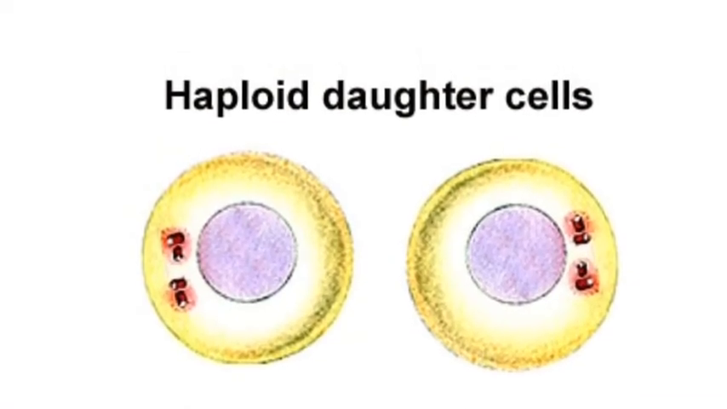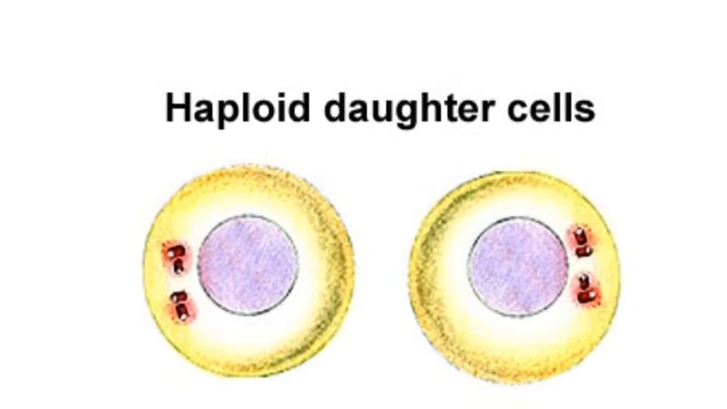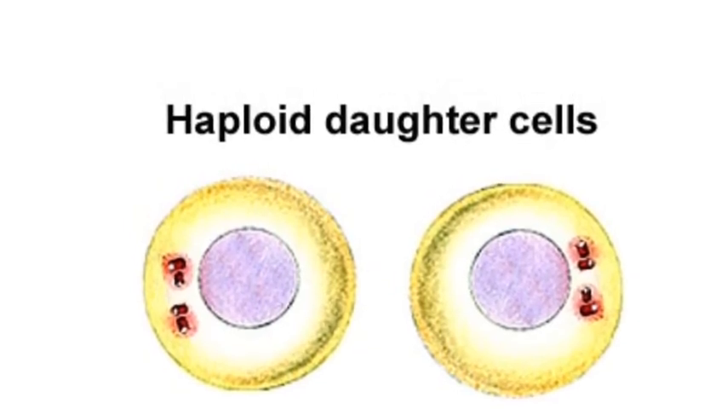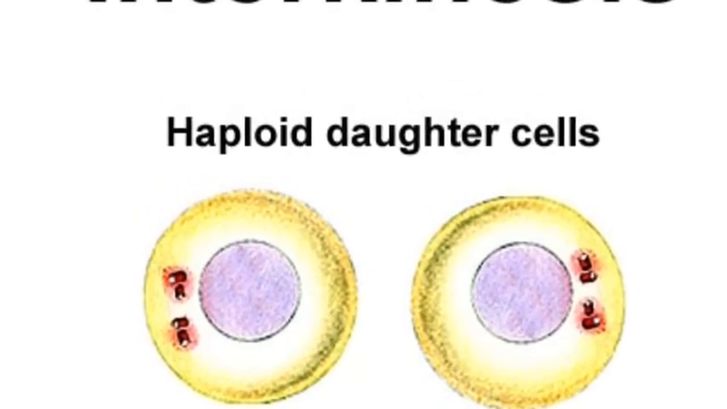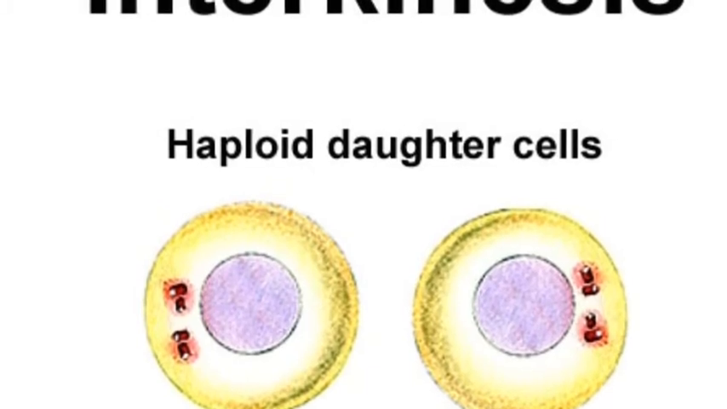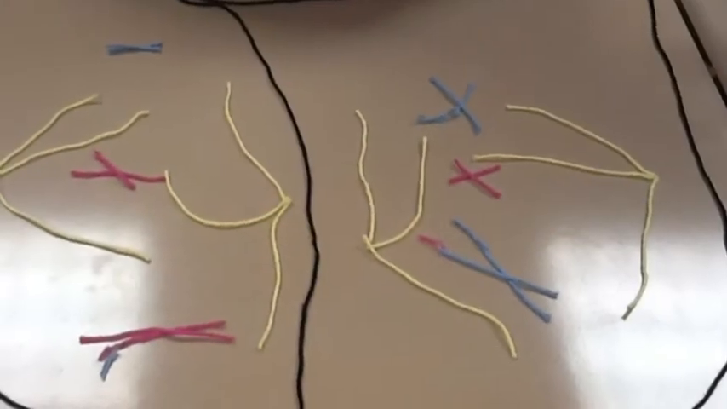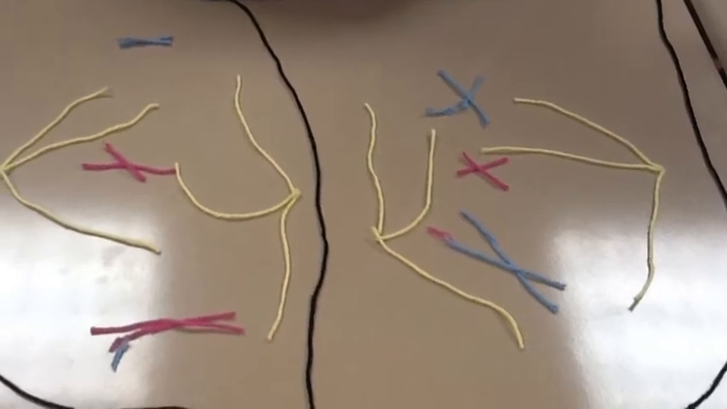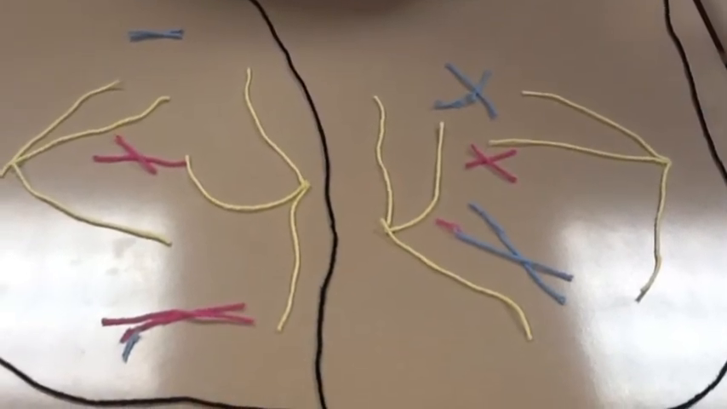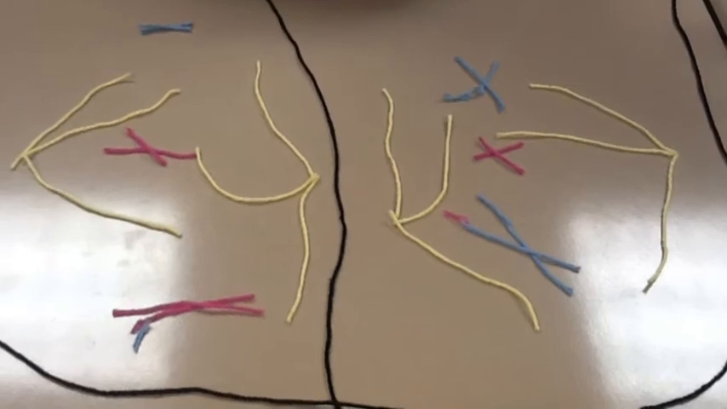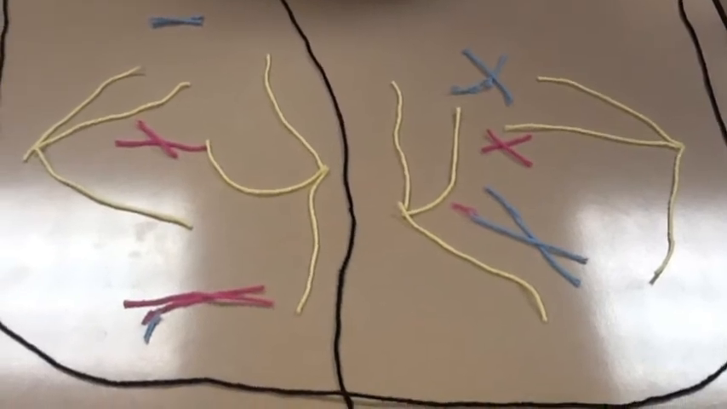After cytokinesis is over in meiosis 1, interkinesis begins. The difference between interkinesis and interphase is that the chromosomes are not duplicated. After interkinesis, prophase 2 occurs. The chromosomes are condensed, the spindle forms, and the nuclear envelope dissolves.